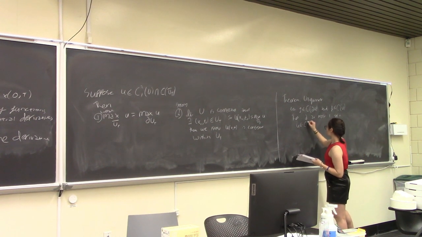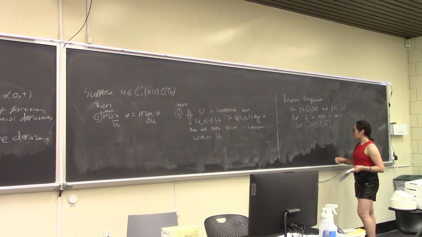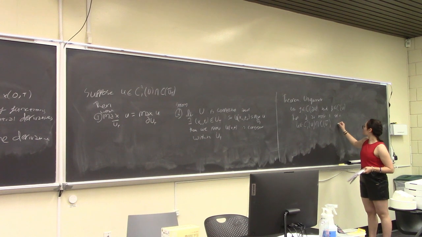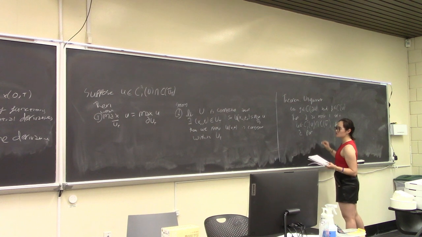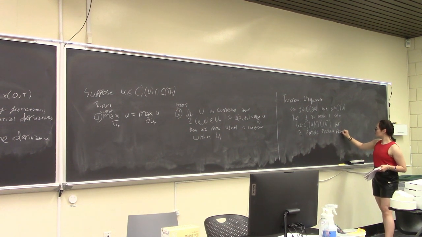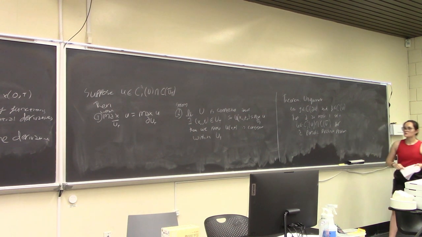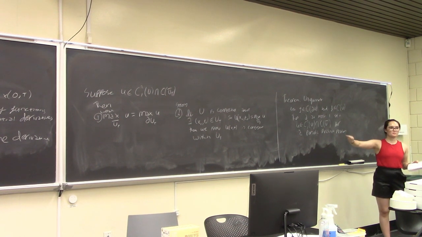That has two spatial derivatives and one time derivative, and is continuous on the boundary. And this is for a parabolic PDE with an initial condition. So I didn't really give you a minimum, but the minimum principle is exactly the same as this, but going the other way.